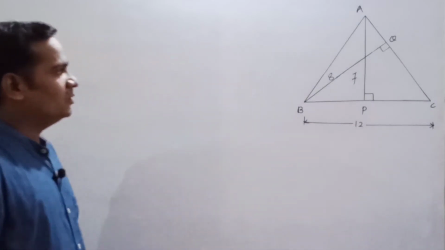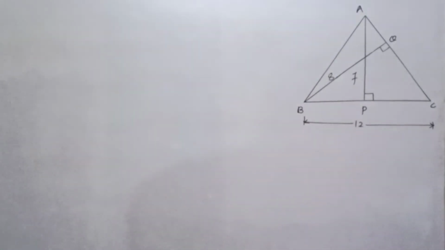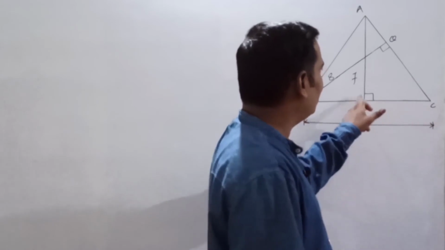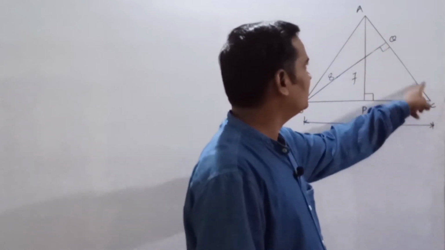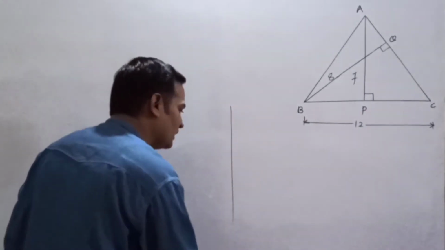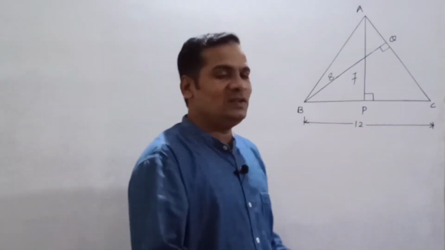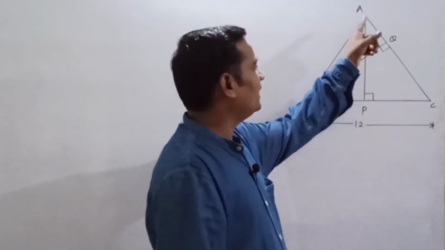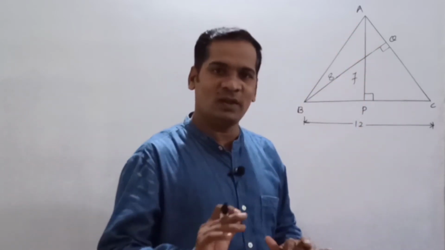So first of all, we are going to prove that triangle CPA is similar to triangle CQB. Let's prove that these two triangles are similar. By which test? Just look at the two triangles. In CPA, only one side is given.